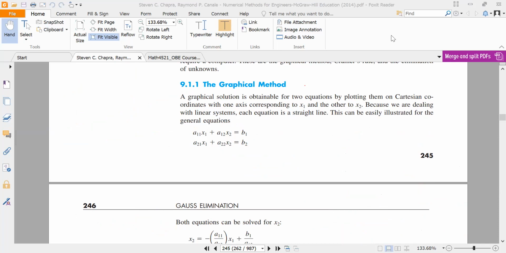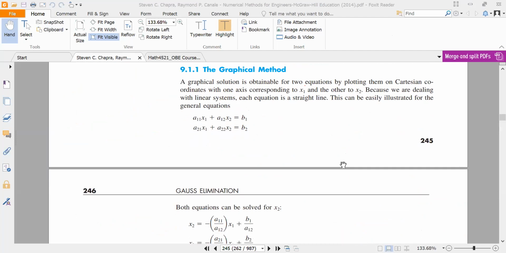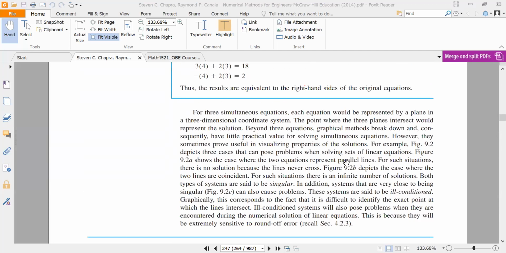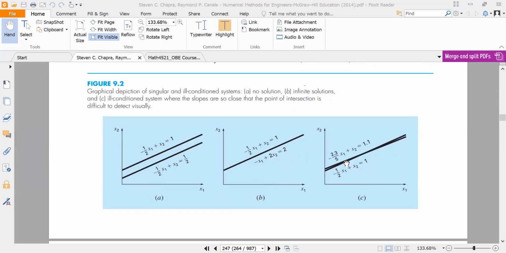But your equations can have the same intercept and the same slope. In this case, what will happen? You will be obtaining, for example, figure 9.2b. You see that the intercept and slope of these two equations are the same. As a result, one equation overlaps the other. How many solutions are there? In the first case, no solution. In the second case, an infinite number of solutions are there.